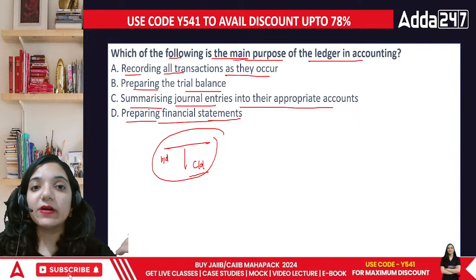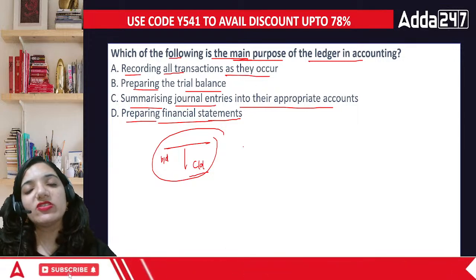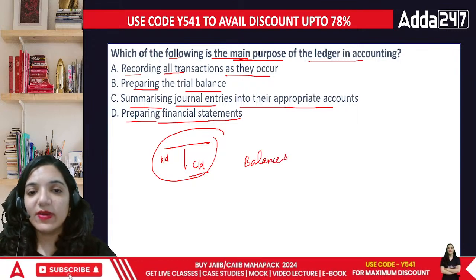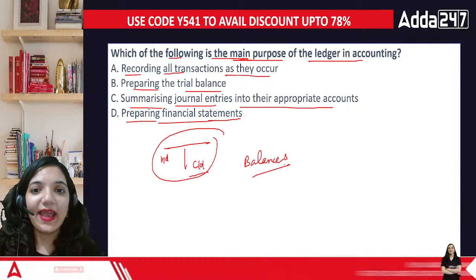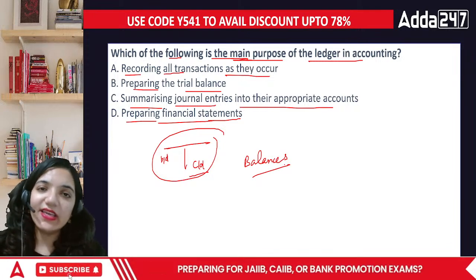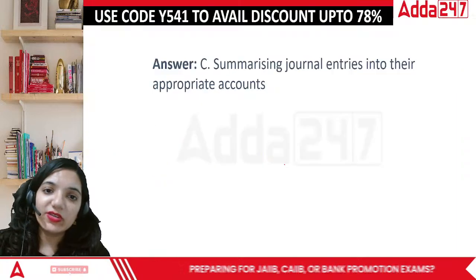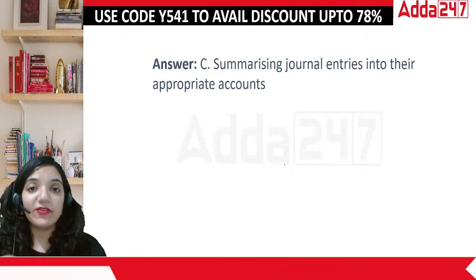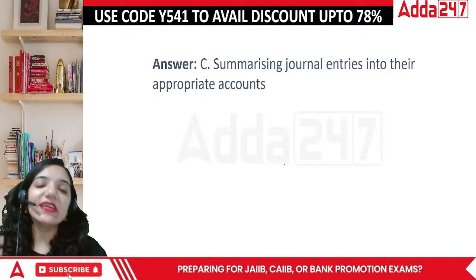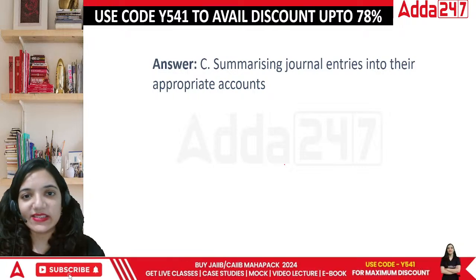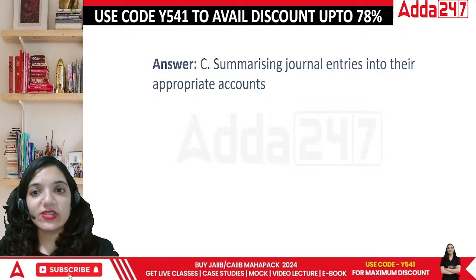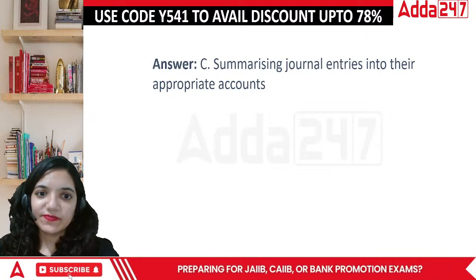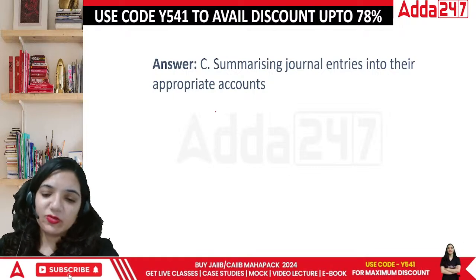What is the main purpose of the ledger? The main purpose of ledger is whatever you have in terms of these balances, they are basically compiled together and taken towards the next level. So basically, it's just an intermediate level. So in this case, the basic work is to summarize all the journal entries and provide all the compiled forms towards the trial balance. The correct answer is summarizing journal entries into their appropriate account. Done, everyone. Let's move on.